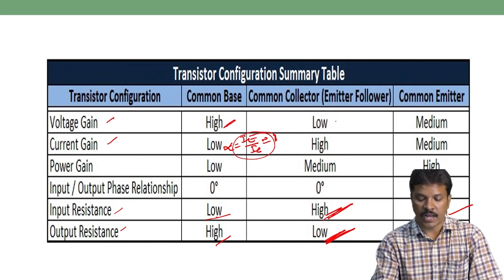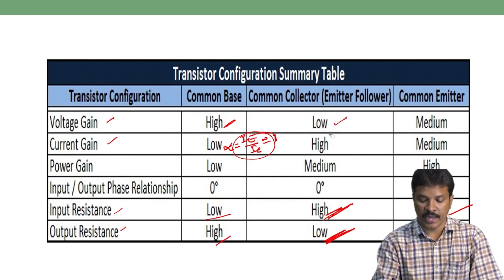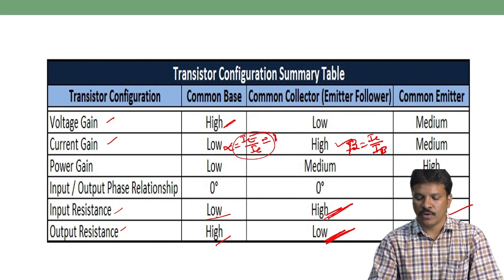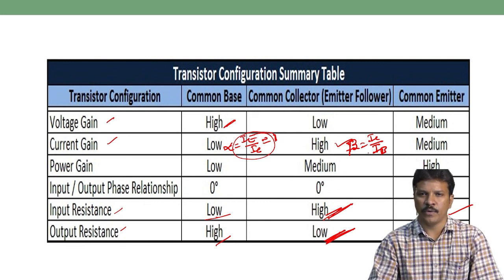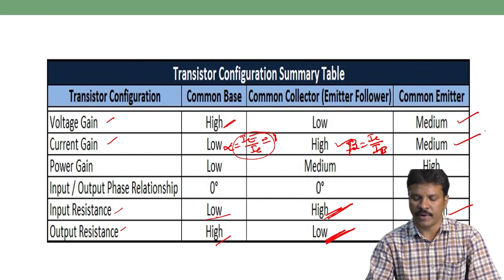Similarly, in common collector, voltage gain is low and current gain is high, because here the relation is beta equal to IC by IB, so IC is equal to beta IB. Beta is around 100 to 200, so the current gain is very large. But in a common emitter, both voltage gain and current gain are in the medium range.